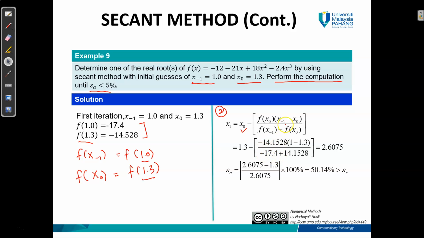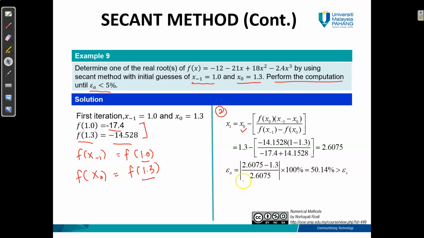This comes from function of x negative 1, that is function 1.0, this value, plus function of 1.3, this value. Actually, it is minus here, but minus negative becomes plus. So when you solve it, you get 2.6075. In this case, class, we need to compute epsilon A because we need to compare with epsilon S of 5%.